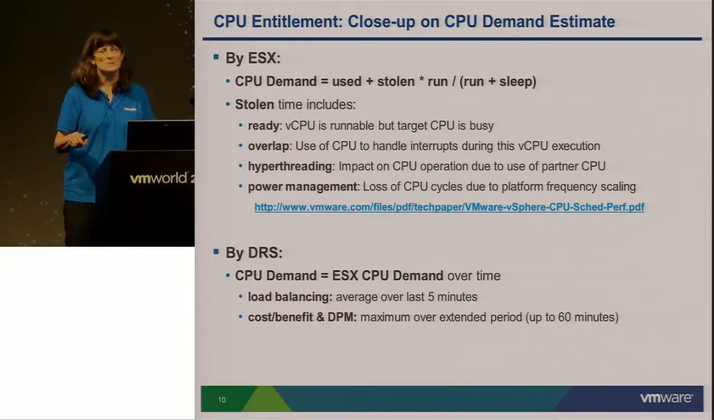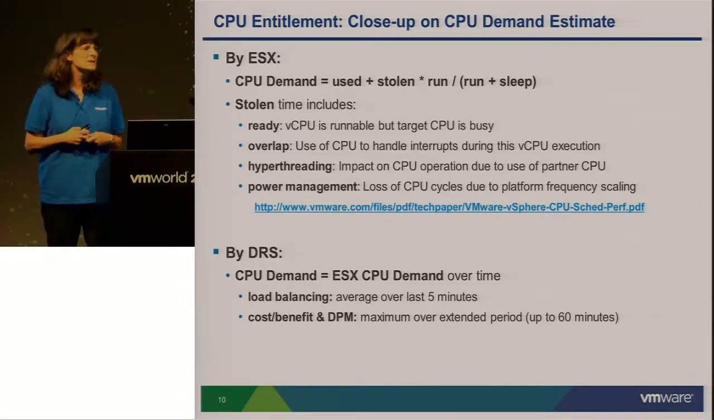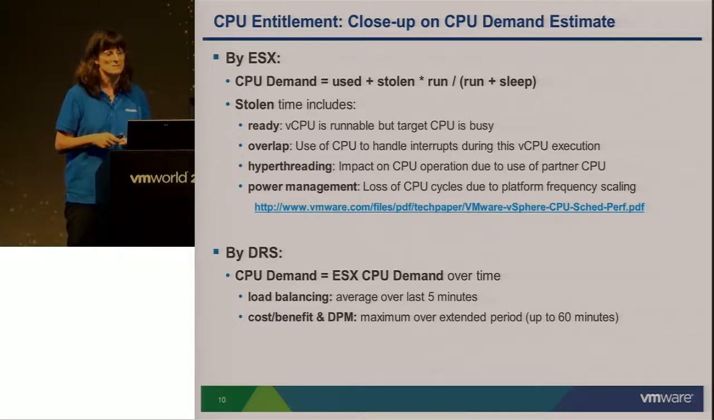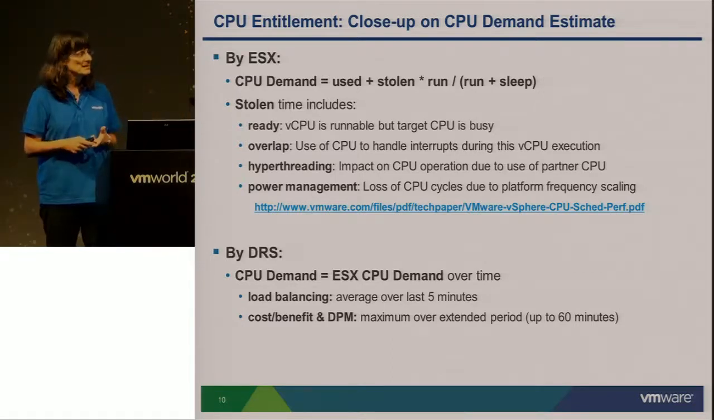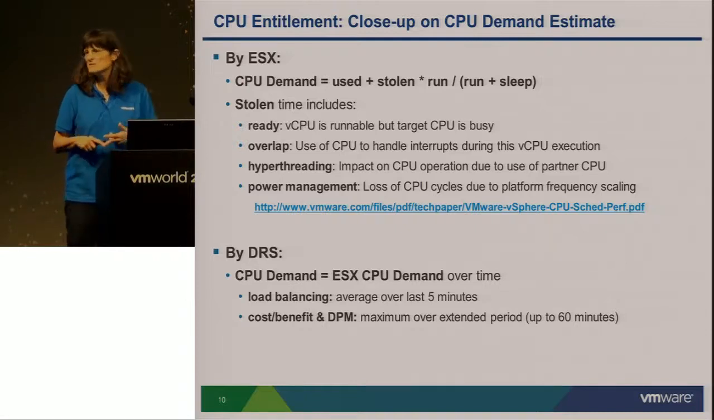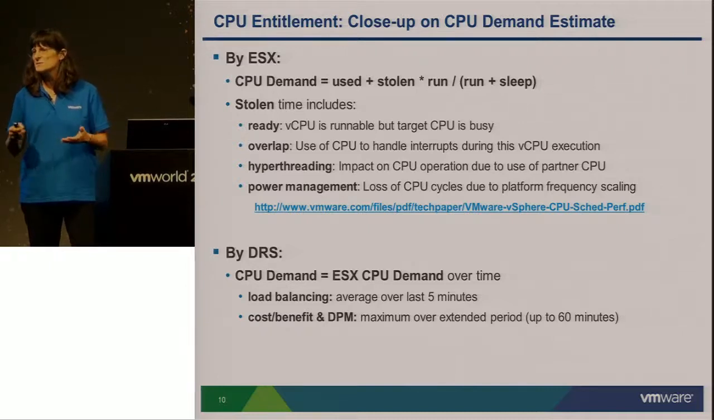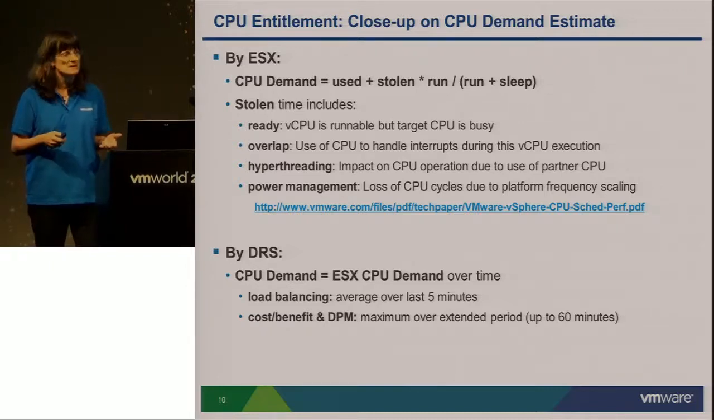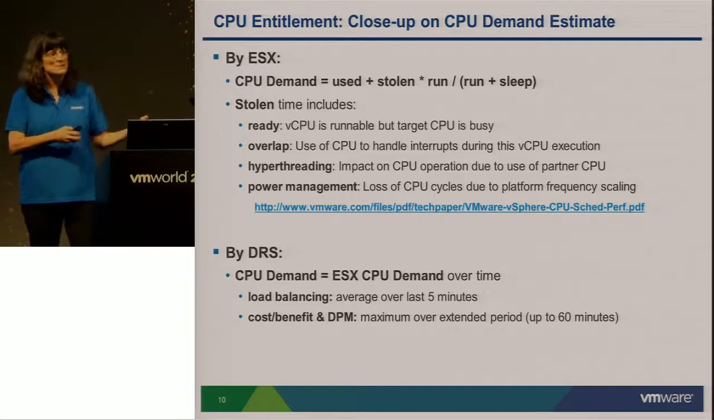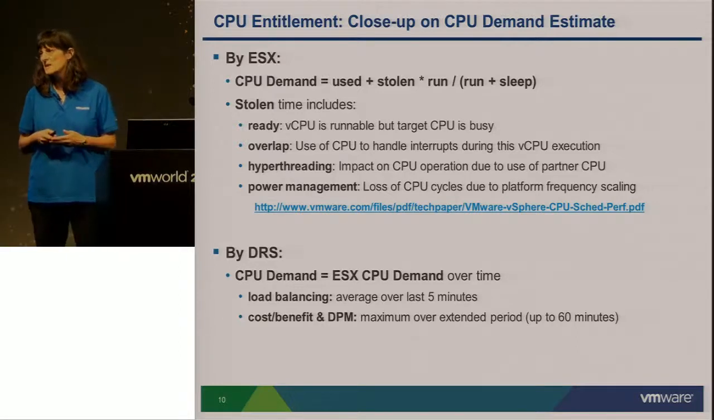This VM was ready to run, its vCPUs were all ready to go, but the pCPUs, the physical CPUs, were busy running somebody else's job or some other part of the infrastructure. That's called ready time. The second is overlap. That means the VM was running, everything was good, and then an interrupt came in and was serviced on one of the physical CPUs that this VM was using. And in fact, that interrupt wasn't for this VM, it was for some other VM.